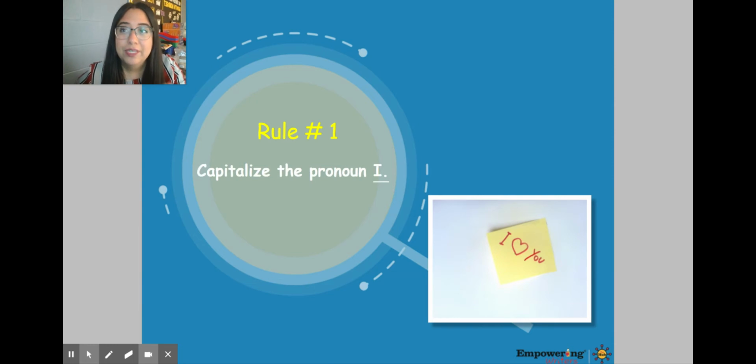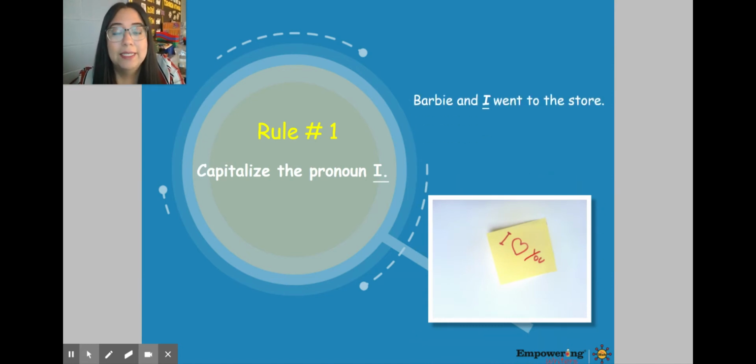So as we learn this, I want you guys to apply it in your responses. Anytime that you have to type, I expect that these rules are followed. Rule number 1 is to capitalize the pronoun I. I should never see a lowercase I if it's by itself. Here it says, Barbie and I went to the store. Notice that the I is capitalized.